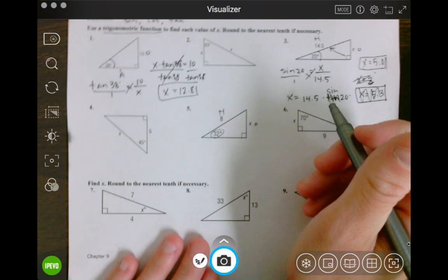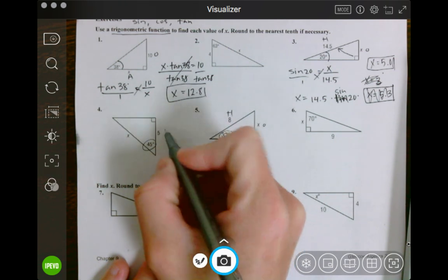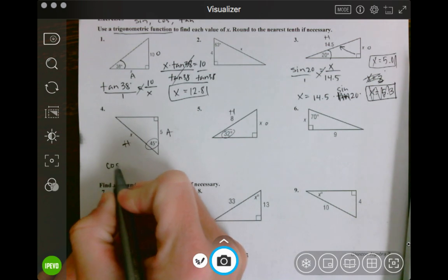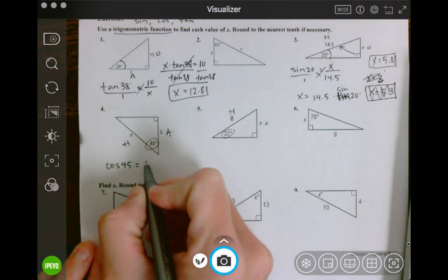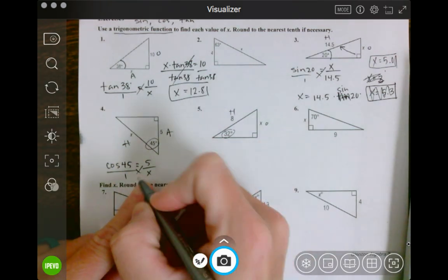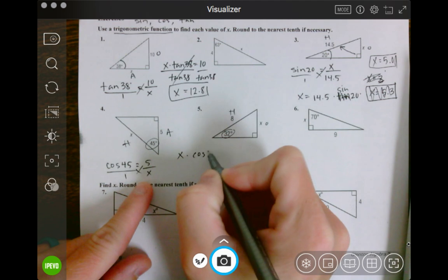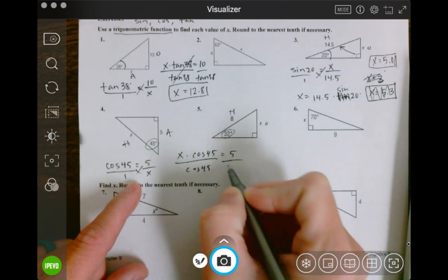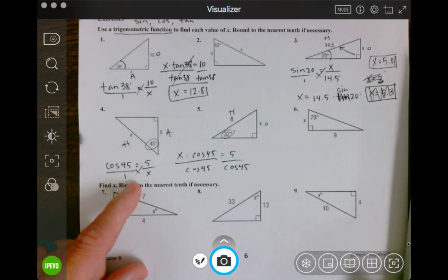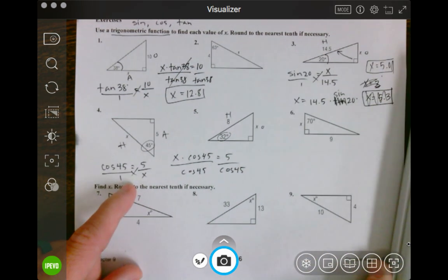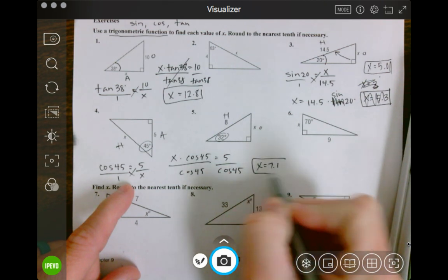Let's do 4. So here gives me adjacent over hypotenuse. So adjacent over hypotenuse would be cosine. So cosine of 45 gives me adjacent, which is 5, hypotenuse, which is x. And again, cross multiply. Now here we do need to divide because we have x times cosine of 45 equals 5. So we do have to divide this time. So in our calculator, we'll have 5 divided by cosine of 45. So 7.1. And that was for 4.